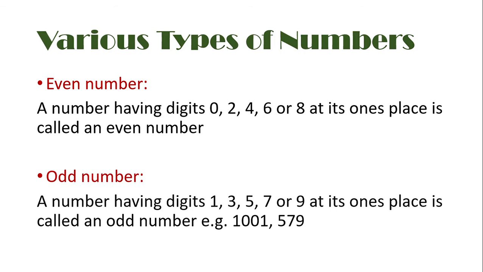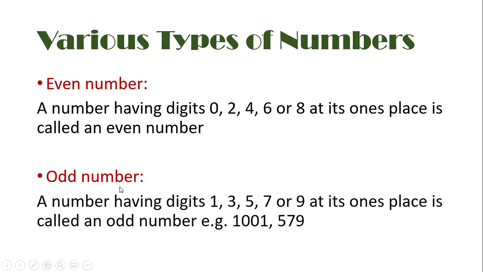Next is various types of numbers. Now there are two types of numbers, which are even numbers and odd numbers. First let's learn even numbers. A number having digits 0, 2, 4, 6 or 8 at its ones place is called an even number. For example, let's say 100. Its ones place has 0, so it's an even number. 202. Its ones place has 2, so it's an even number.